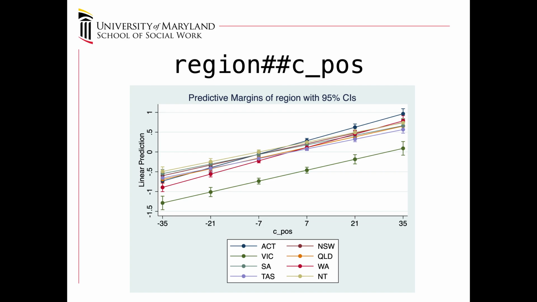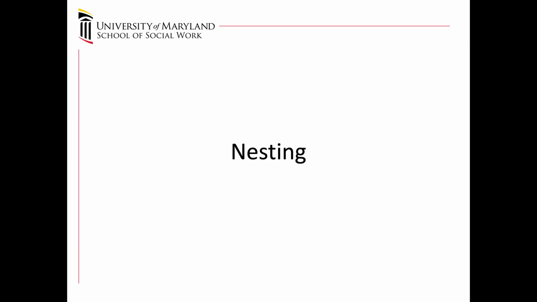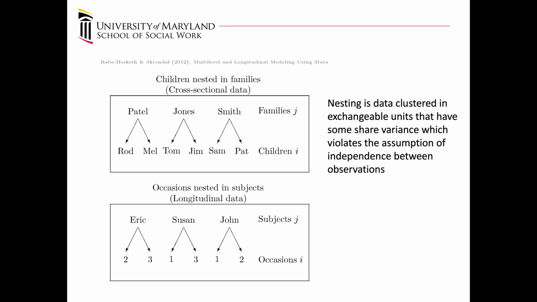All right, welcome back. Now, we've just explored nesting. We were looking at students nested in geographic regions. In the context of Australia, it was the 7 Australian territories. So we're obviously not going to be spending our careers exploring Australian territories' educational outcomes. So we're going to want to think of nesting in a much broader term. So in a technical definition, nesting is data clustered in exchangeable units.